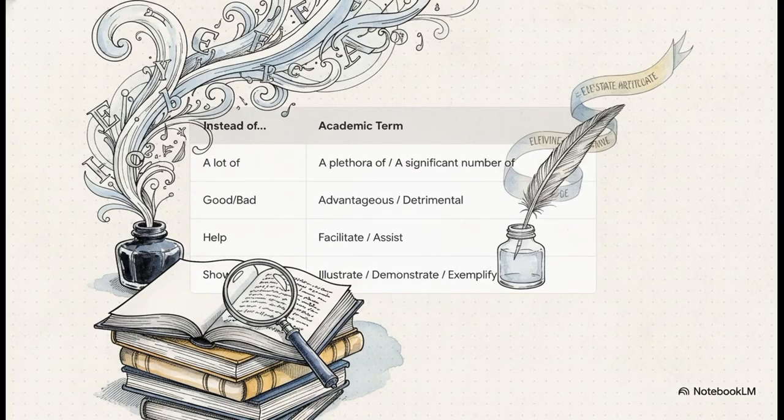And finally, a quick vocabulary boost. You do not need to memorize a dictionary. You just need to level up a few of the common words you're already using. So instead of saying a lot of, try something like a plethora of. Instead of good or bad, say advantageous or detrimental. These little swaps are easy to remember and make a huge difference in your score.